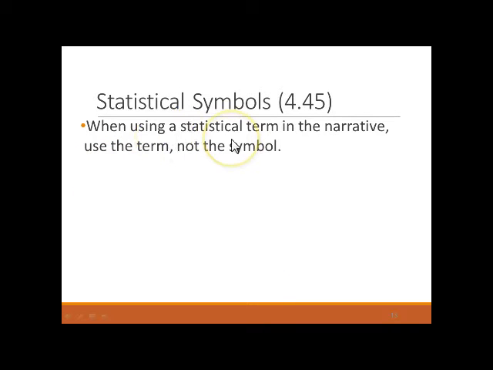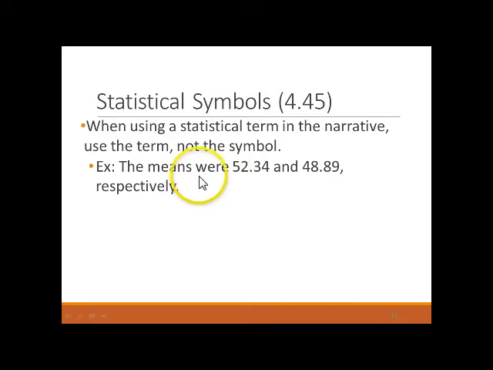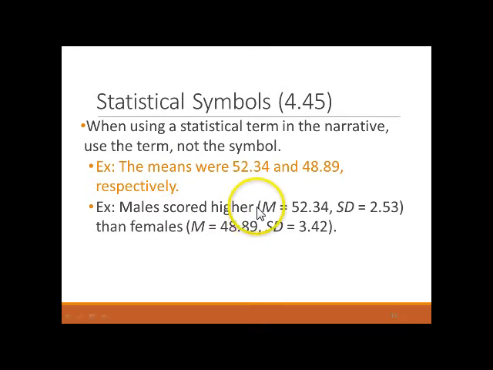And if you are using a statistical term in the narrative, so it's actually part of the sentence, then you have to write the word. So if I said the means were 52.34 and 48.89, then because I'm using those values in the sentence proper, I have to write the word mean. But if you put that information inside a parenthetical component, so it's sort of an aside within the sentence, then you can use the symbols.